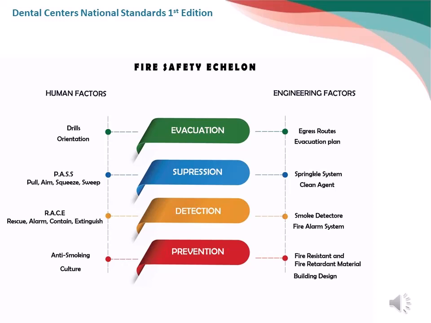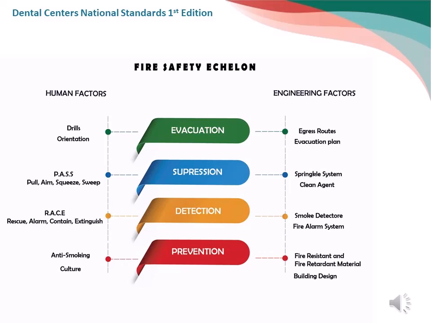If you fail to detect and contain it on time, you go to the next level, suppression. If you have a sprinkler system, the system should be triggered and started, especially if it's out of working hours and things like that. Your suppression system should take care of any fire that happens.